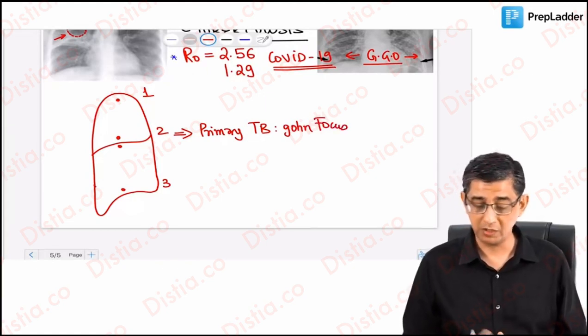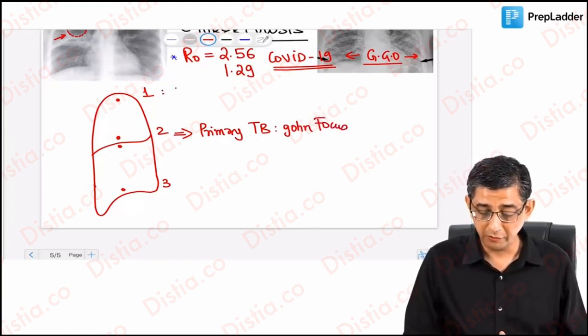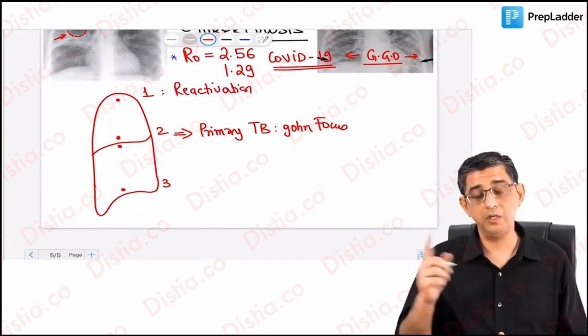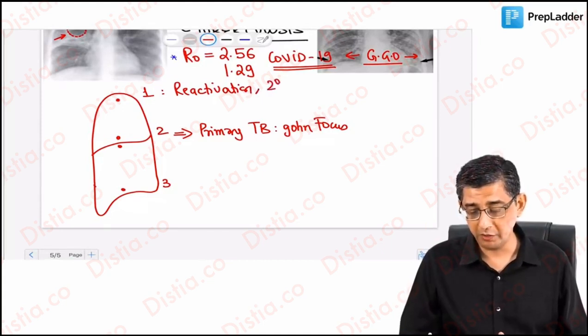Then what about the apex? The apex, guys, is a site for reactivation of tuberculosis. A lot of the time you will read the term post-primary TB, or instead of post-primary TB they might say secondary tuberculosis.